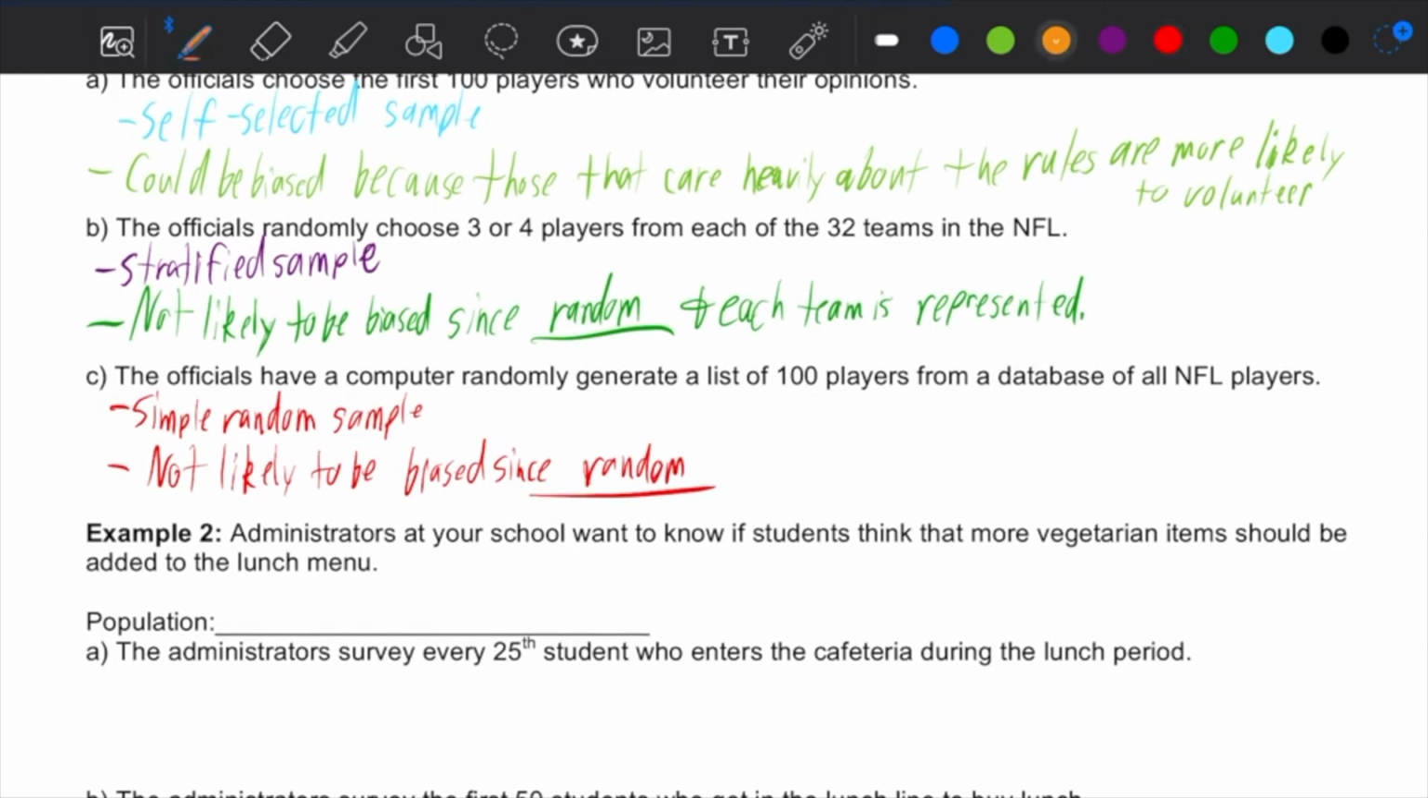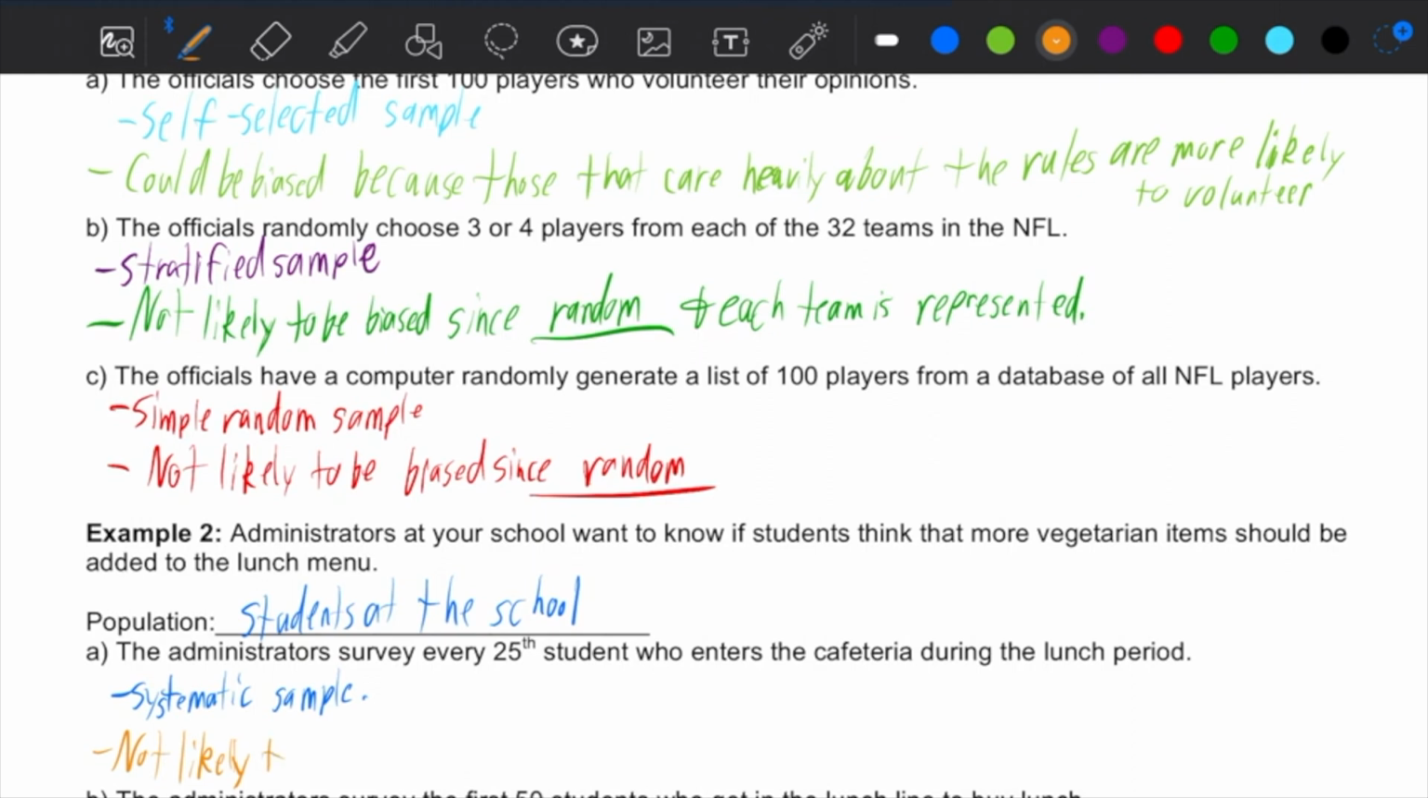Example 2. Administrators at your school want to know if students think that more vegetarian items should be added to the lunch menu. So, whose population? Well, students at the school. So let's say the administrators survey every 25th student who enters the cafeteria. So this is a systematic example, or systematic sample, I should say. And this one's not likely to be biased.